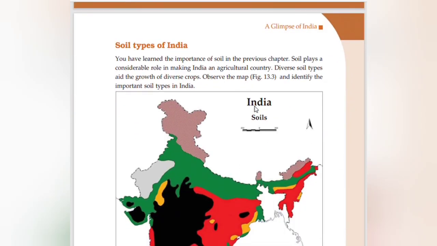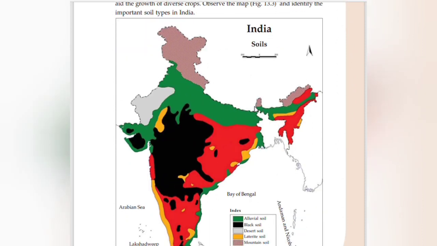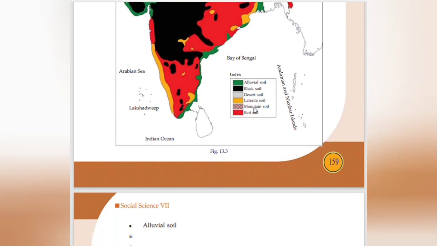Soil types of India. You have learned the importance of soil in the previous chapter. Soil plays a considerable role in making India an agricultural country. Diverse soil types aid the growth of diverse crops. Important soil types of India.